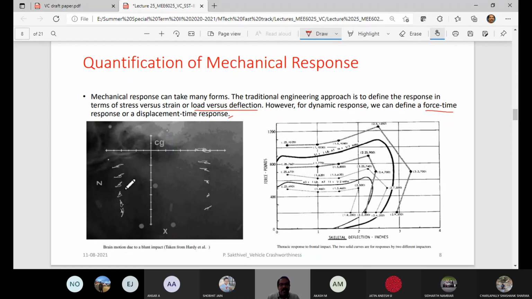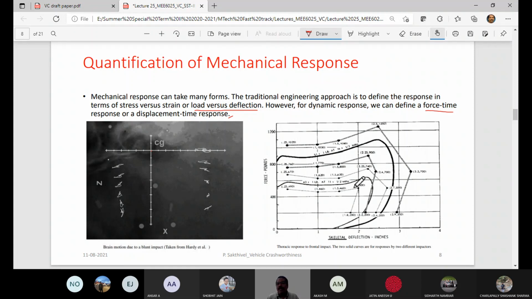So you can see in this brain motion due to blunt impact, there are many spots with the X symbol. That means a particular point in the brain is being traced for its motion with reference to the CG location of the head. So see their motions. That is what is predicted through the scan.